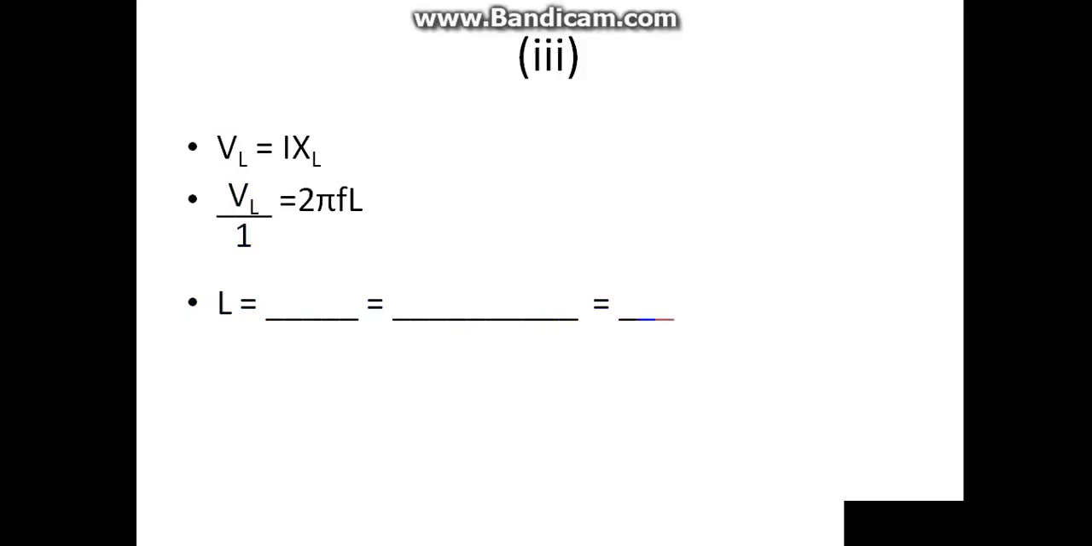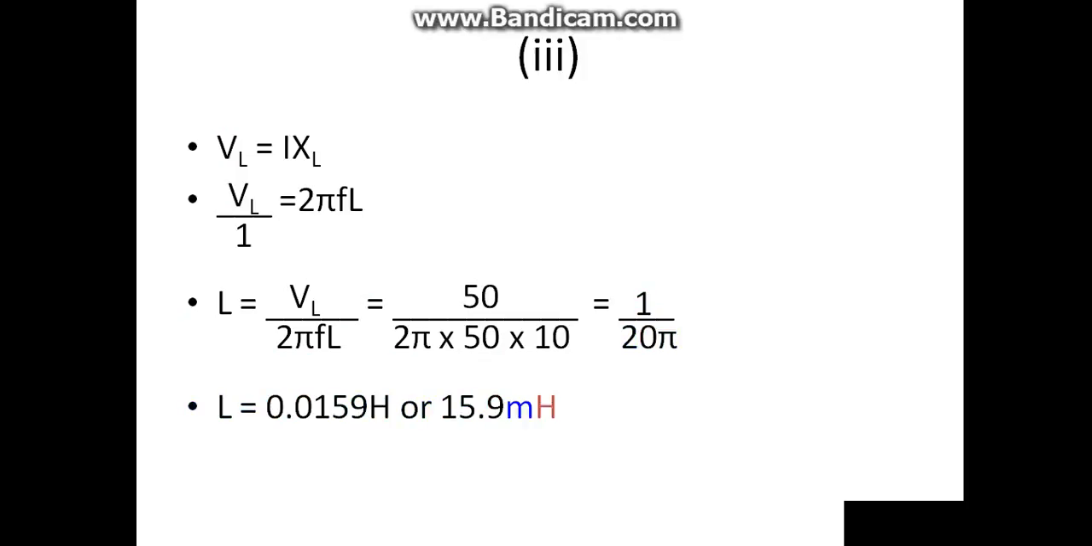III. VL is equal to I XL. VL over I is equal to 2 pi FL. L is equal to VL over 2 pi F I, which is equal to 50 over 2 pi times 50 times 10, which is equal to 1 over 20 pi. L is equal to 0.0159 H or 15.9 millihenry.